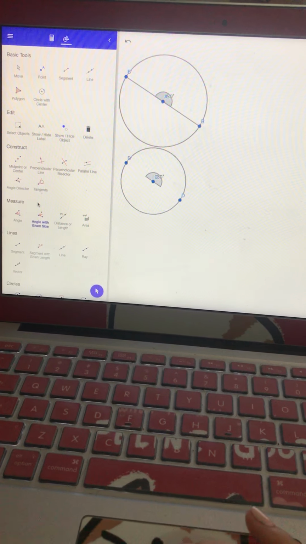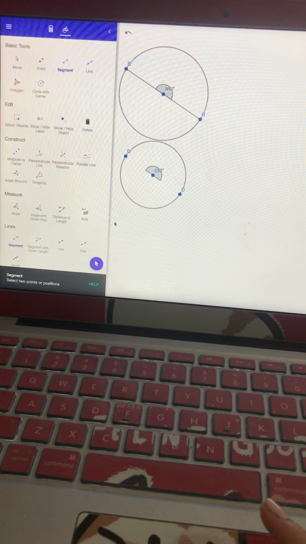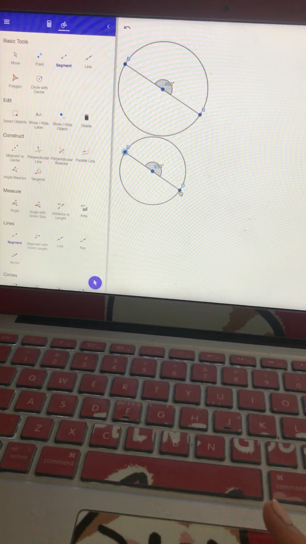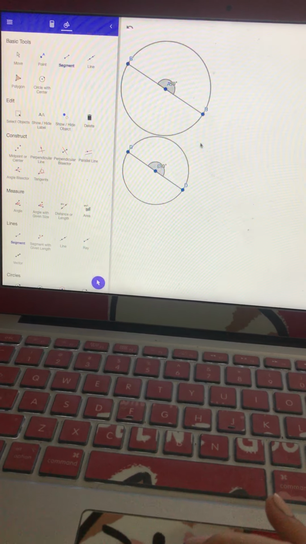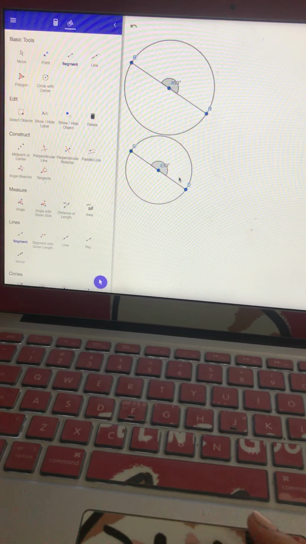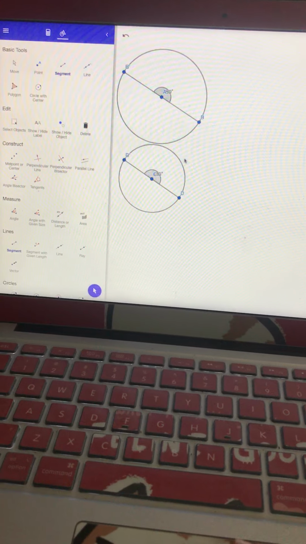For example, we need to make the gap of 1. So we need to click the segment and then click the point we need. Then we make a circle with 2 points and gap of 1. And the number of times I pick up my pen is 1.